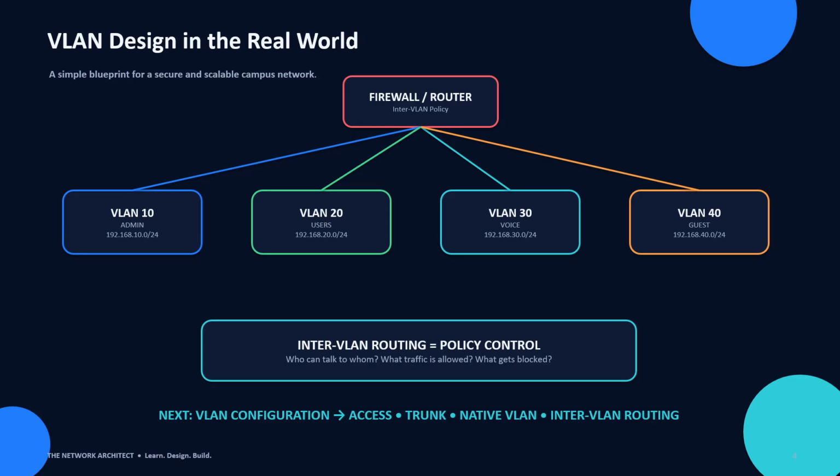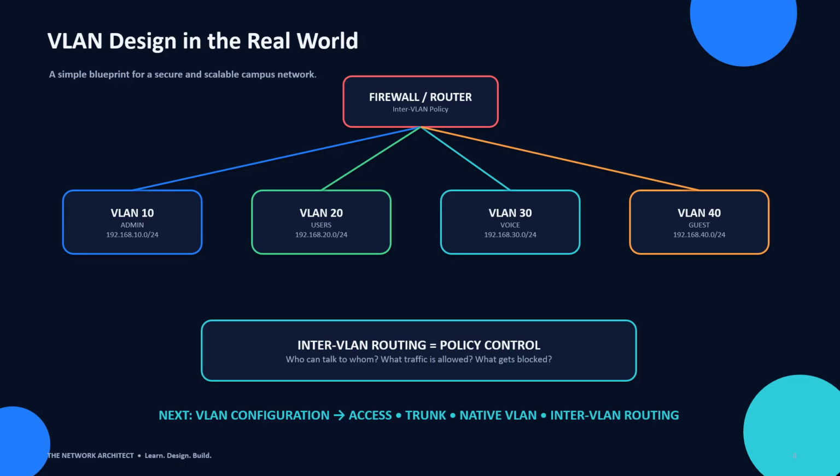So let us take one example. Suppose VLAN 20 wants to access an internal server in VLAN 10. The traffic goes to the layer 3 device. The device checks the routing and security policy. Then it decides whether this traffic should be allowed or blocked. For example, the administration VLAN can access the server VLAN. Guest VLAN can access the internet. Guest VLAN cannot access the internal server VLAN. The CCTV VLAN can communicate with the video management server.